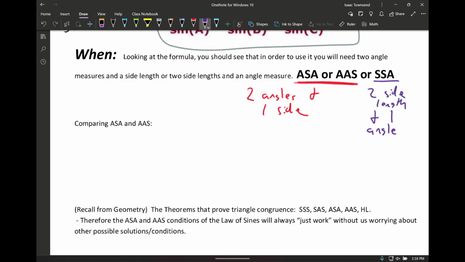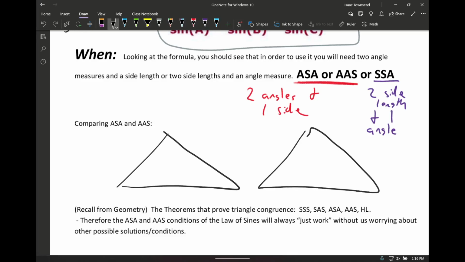So, in case you don't remember the difference between angle side angle and angle angle side from geometry, I'd like you to sketch a couple quick little triangles here just to highlight the differences and similarities. Angle side angle means you know two angles. So, let's just make up something, 20 and 30.